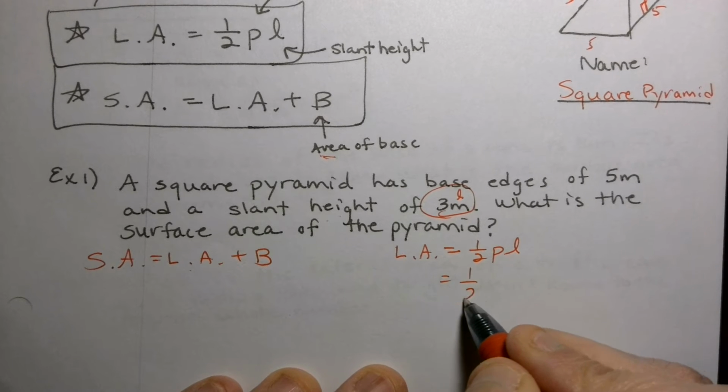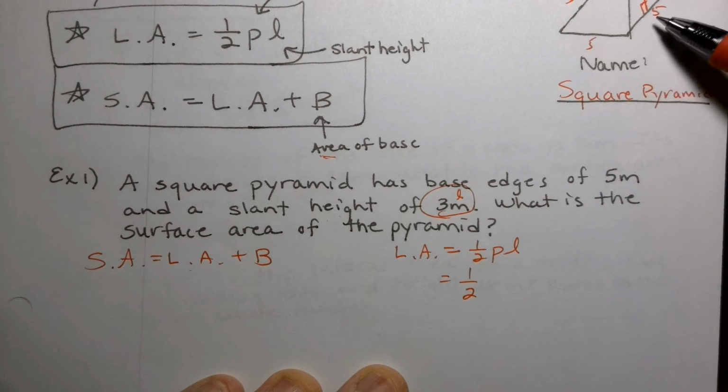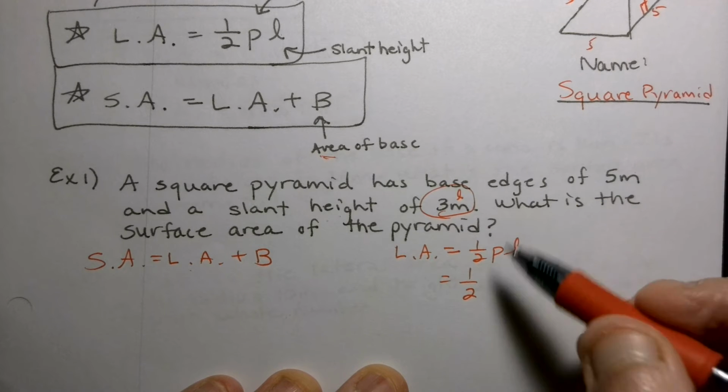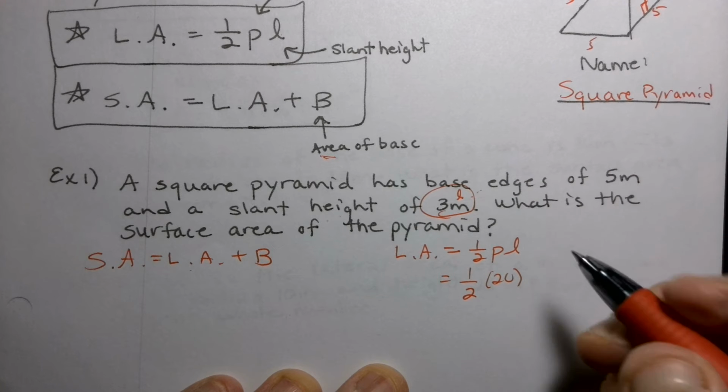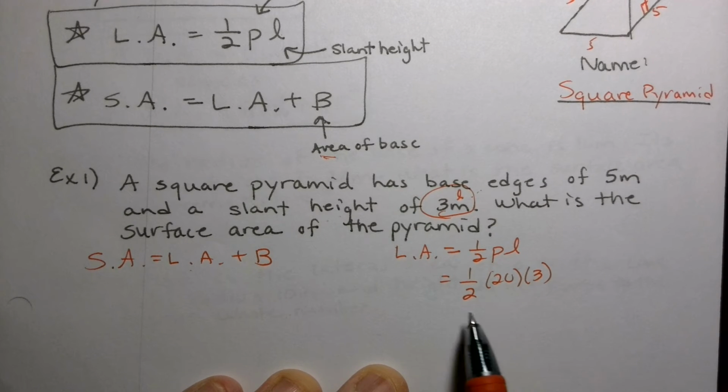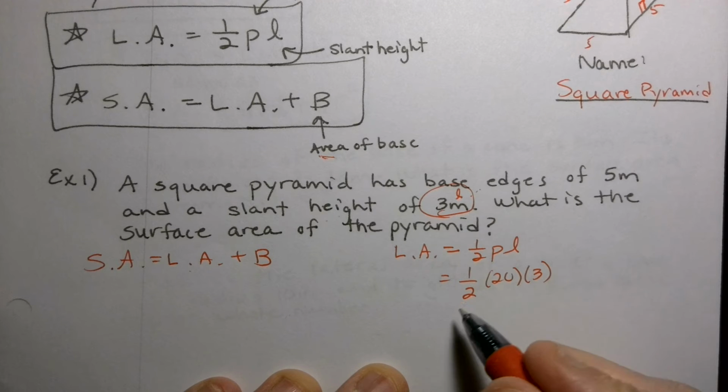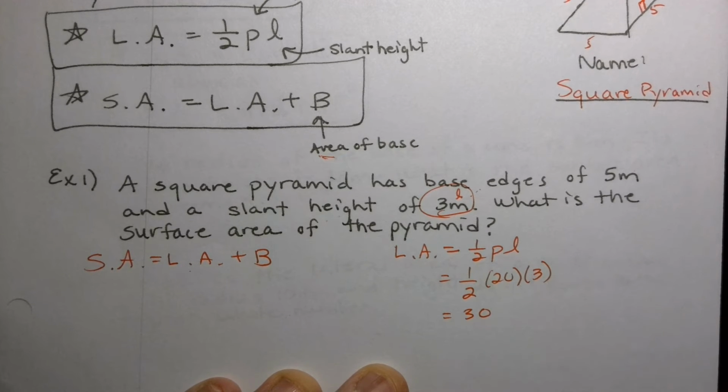So it is 1/2 of the perimeter. Well, if the base of one of these squares was 5, the perimeter is 5 plus 5 plus 5 plus 5, which of course is 20, times the slant height, which they gave you, which is 3. Again, these are all multiplied, so I can do them in any order. Half of 20 is 10, times 3 is 30. Okay, so I got my LA, it's 30.